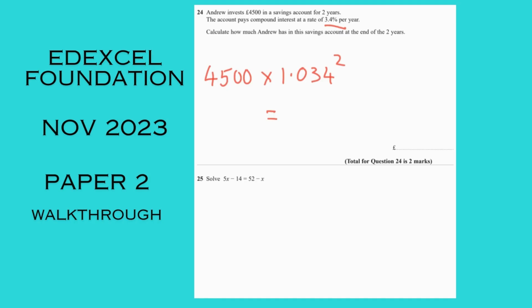What's 4500 times 1.034 squared? Gives us 4811.202. But we need the pence, not the bits on the end. So round off.